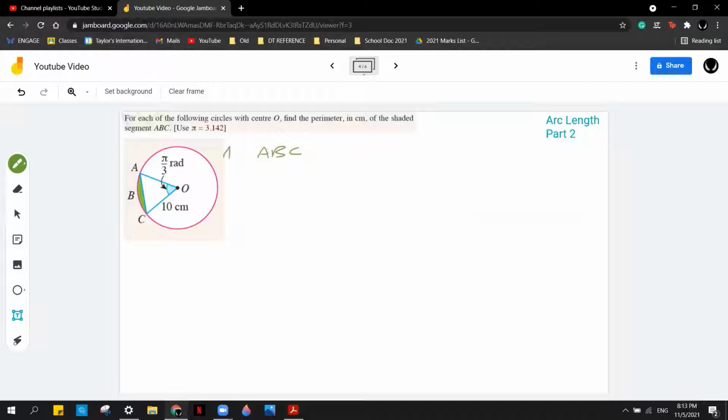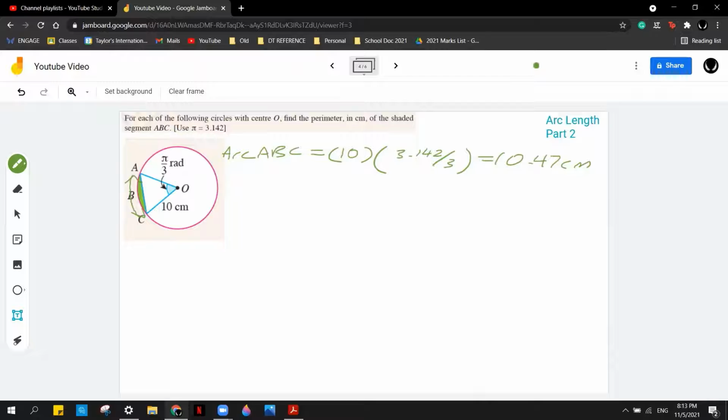So arc ABC is as simple as 10 times the radian, which is pi over 3. So 10 times 3.142 divided by 3 is 10.47 centimeters. So this one we just measured this part of the segment.